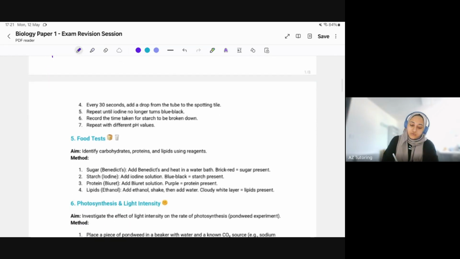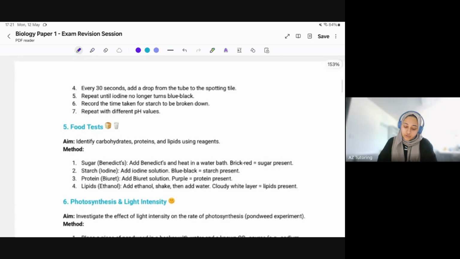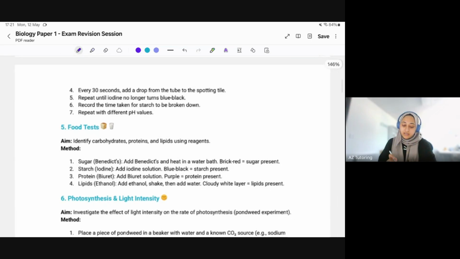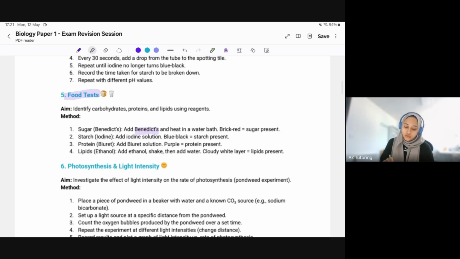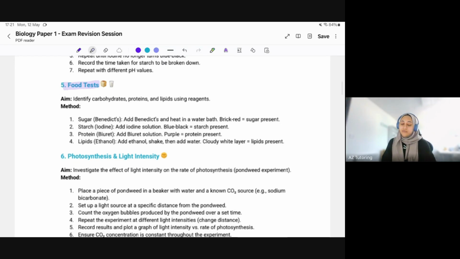Okay, and then we've got our food tests. You need to know it for sugar, starch, protein, and lipids. For sugar, it's Benedict's solution. Just highlight this because it's quite important. It would turn brick red if there was a sugar present. You've got starch, for which you use iodine, which would turn black if there's starch present. You've got protein, which is the Biuret test, and that'll turn purple if there's a protein present. And then you've got lipids.